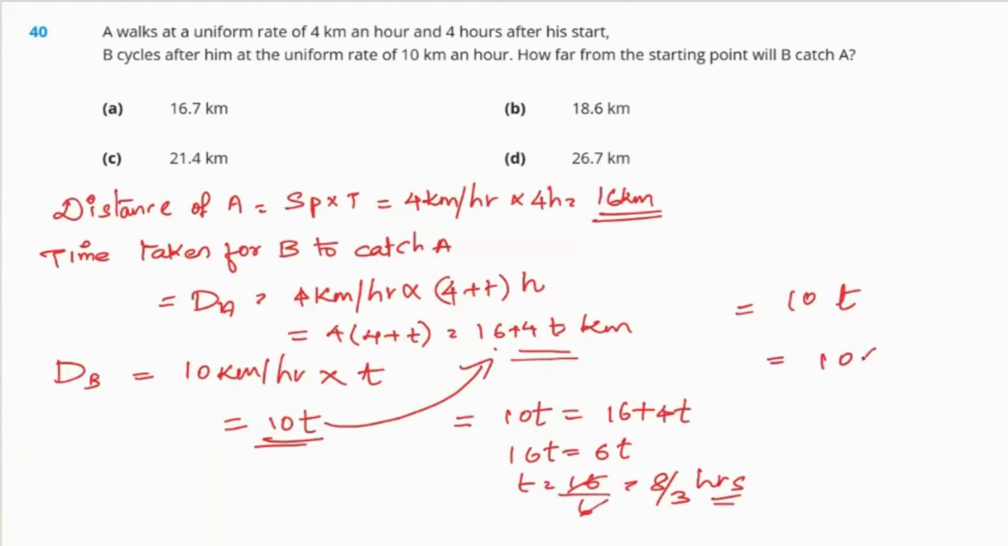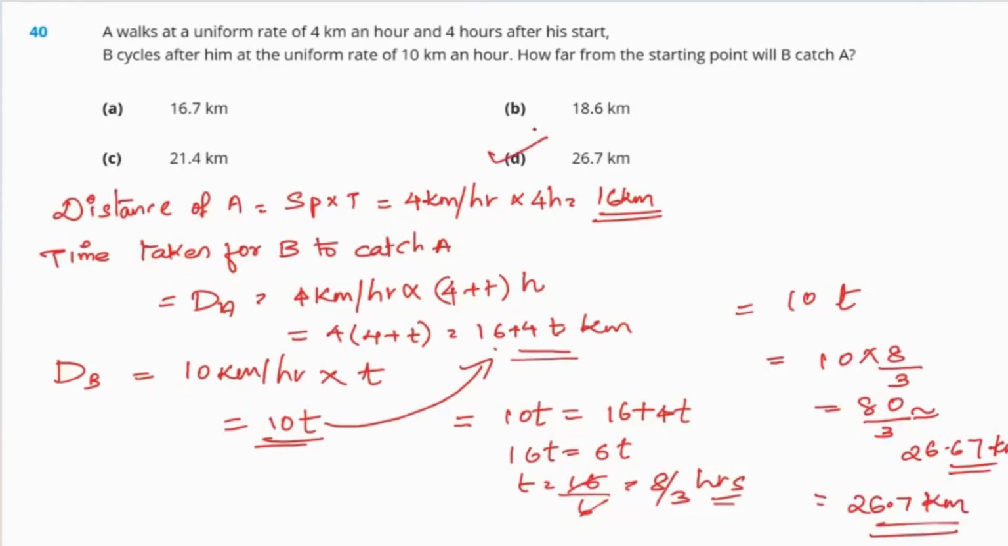So 10T means 10 into 8 by 3, which is equal to 80 by 3, which is approximately equal to 26.67 kilometers. So approximately we can say that 26.7 kilometers. Okay, so the correct option is option D, 26.7 kilometers.